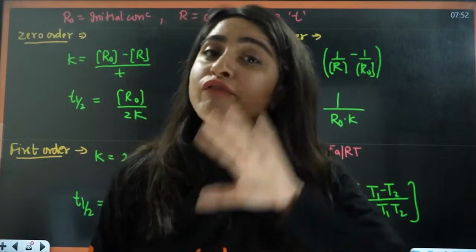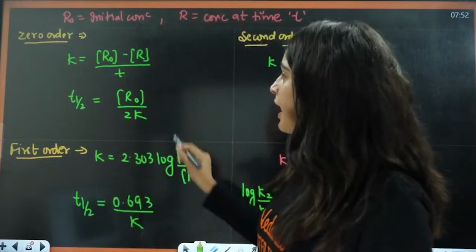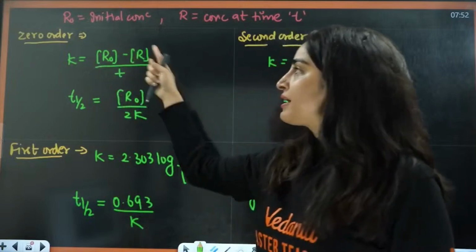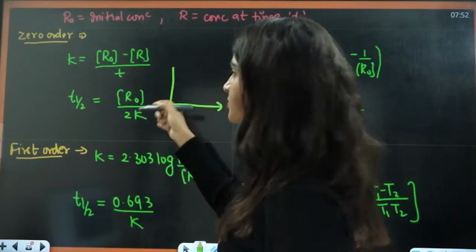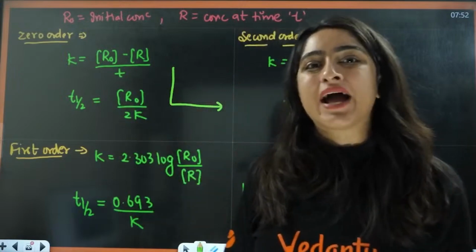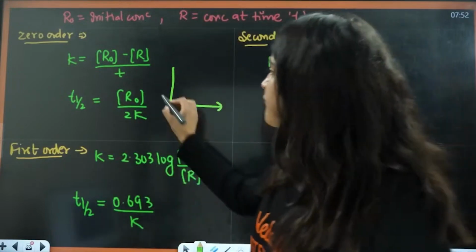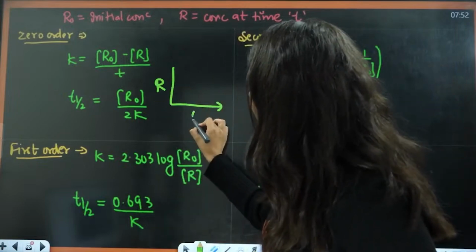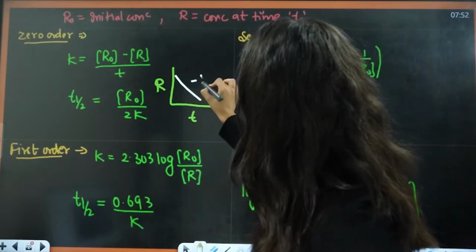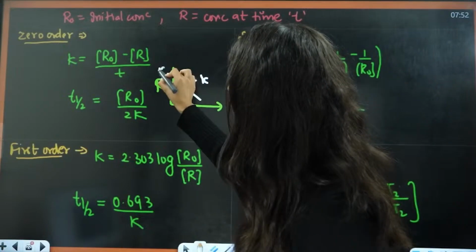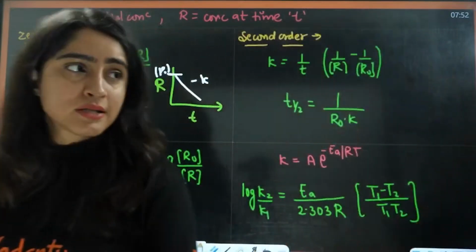Half-life period is the time when 50% of the reactant is consumed, right? Here we have K equals initial minus final by T. For the graph, just equate this with y equals mx plus c. Y will be r here and t will be the x here. You will get this graph with a negative slope, and r naught will be the intercept here.